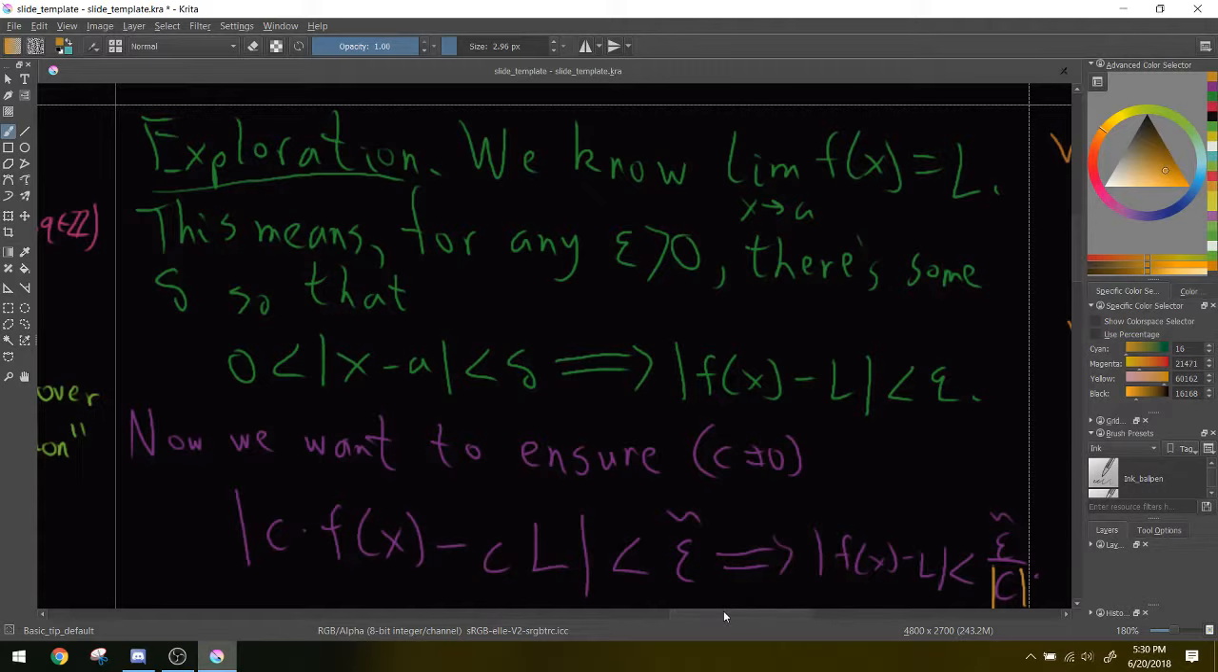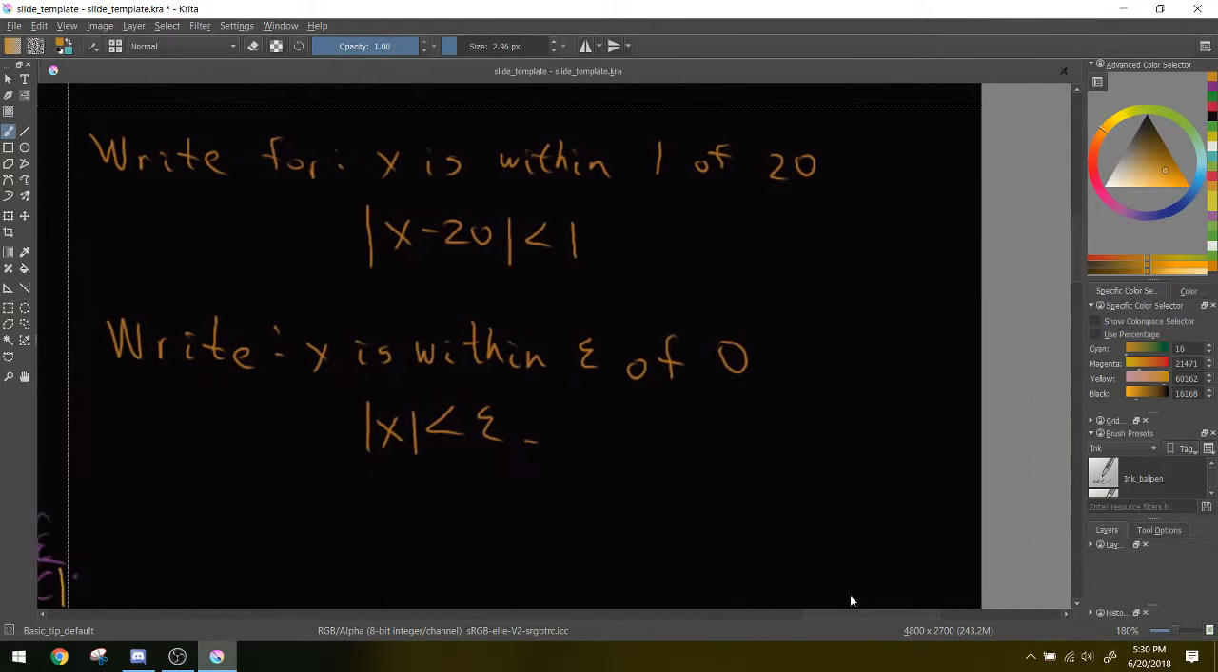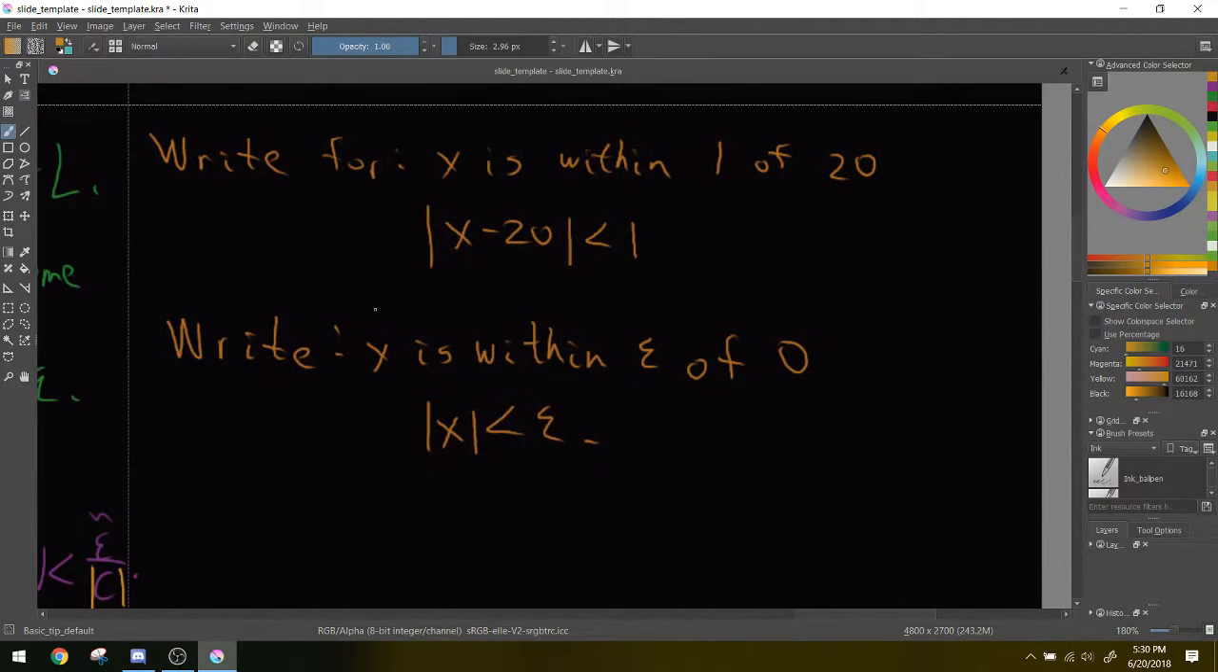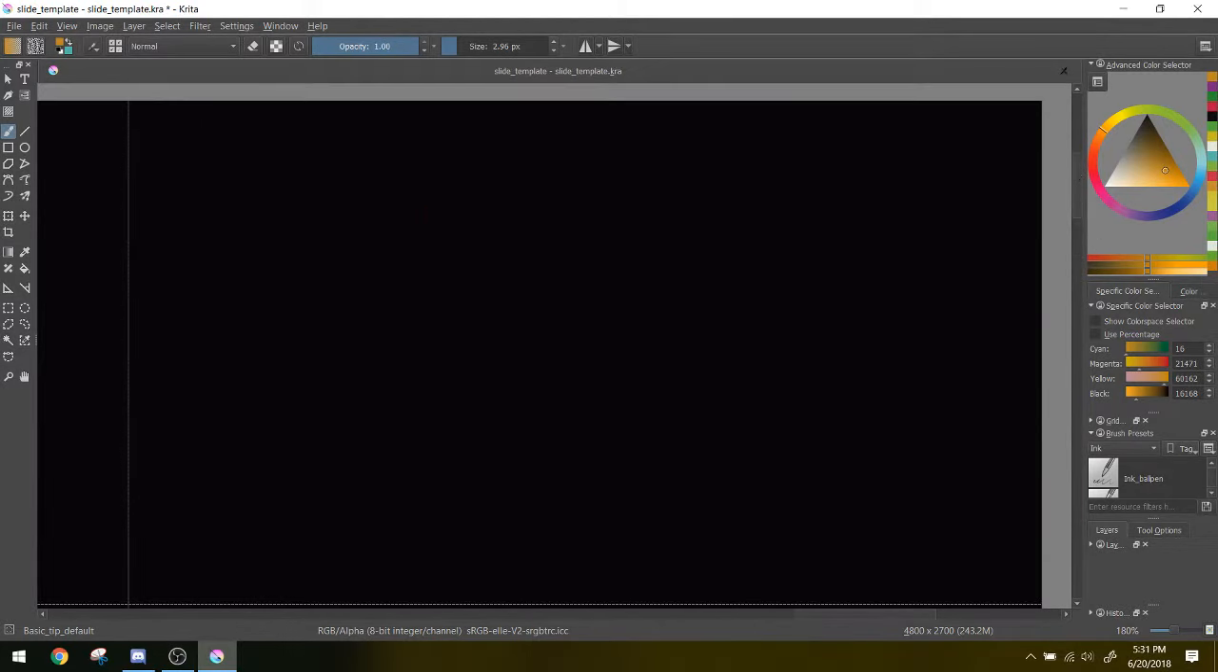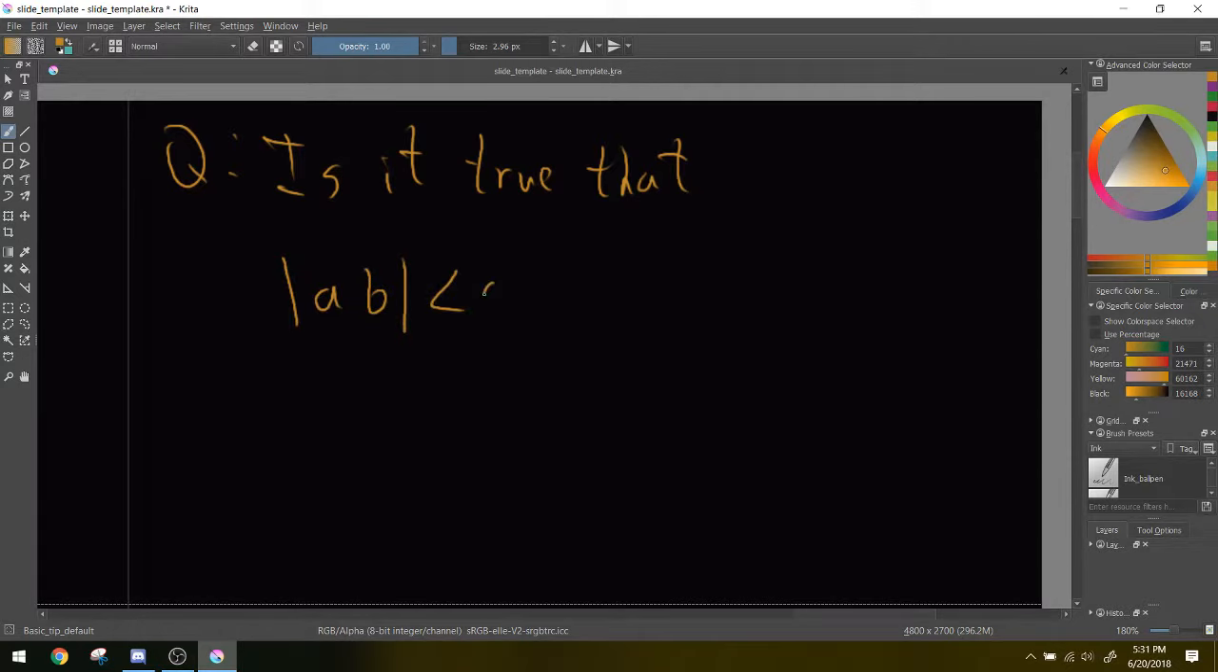Okay, I don't know how to word this, so I'll see if I can. Well, let me erase. So it sounds like your question is, is it true... Let me try to rephrase your question. Tell me if I'm rephrasing it faithfully. Is it true that the absolute value of AB is less than C implies that the absolute value of B is less than C over the absolute value of A?